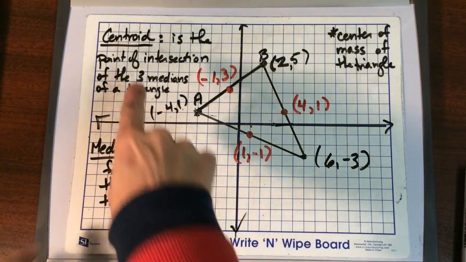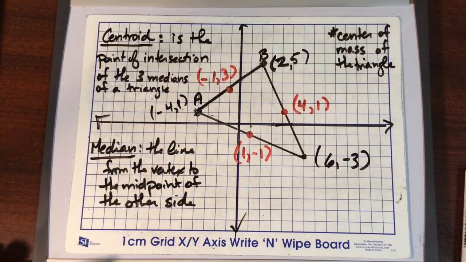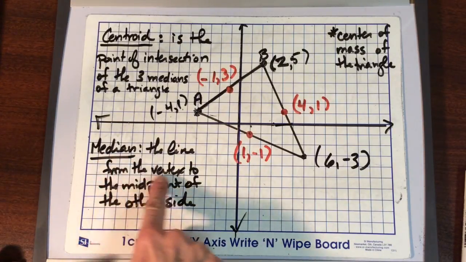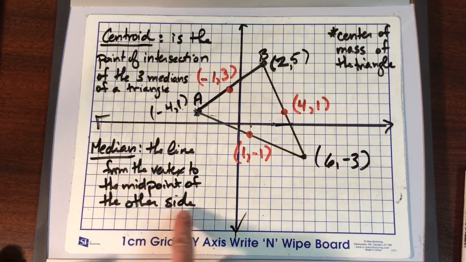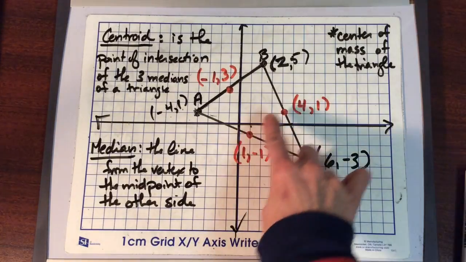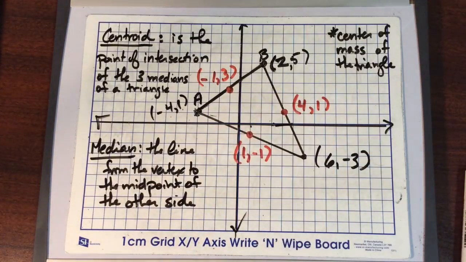The next thing we're going to work on is a centroid, which is the point of intersection of the three medians of a triangle. What is a median? It's the line from the vertex to the midpoint of the other side. So we have already this triangle that we set up when we looked for the circumcenter. And now we're going to use the same one with the same midpoints because we already did all the work.